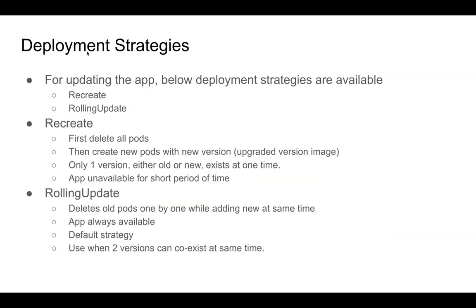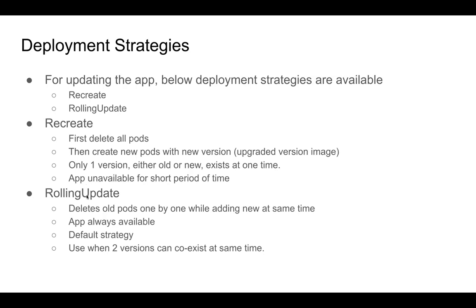So deployment strategies, we have seen that. So for update, we have gone through that earlier. Just refreshing those. For updating the app, below deployment strategies are available: recreate and rolling update. So what does recreate do? Recreate first deletes all ports, then creates new ports with new version. Only one version, either old or new, exists at the same time. In this case, app will be unavailable for short period of time.